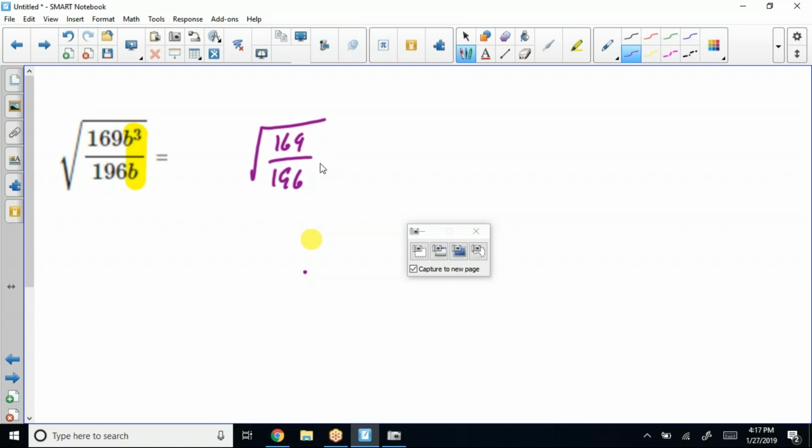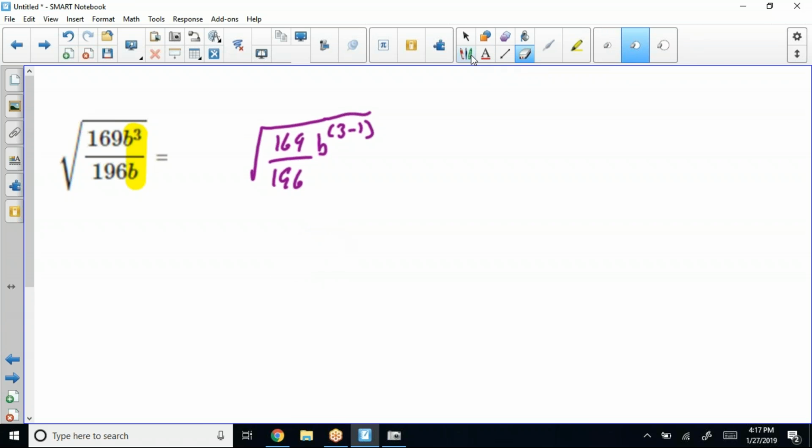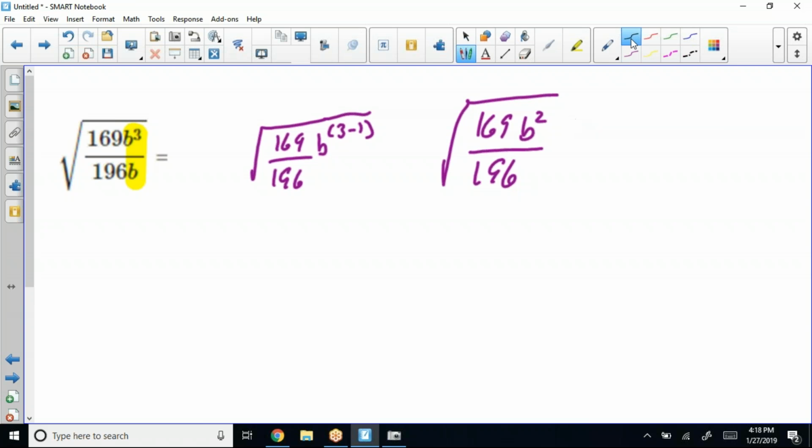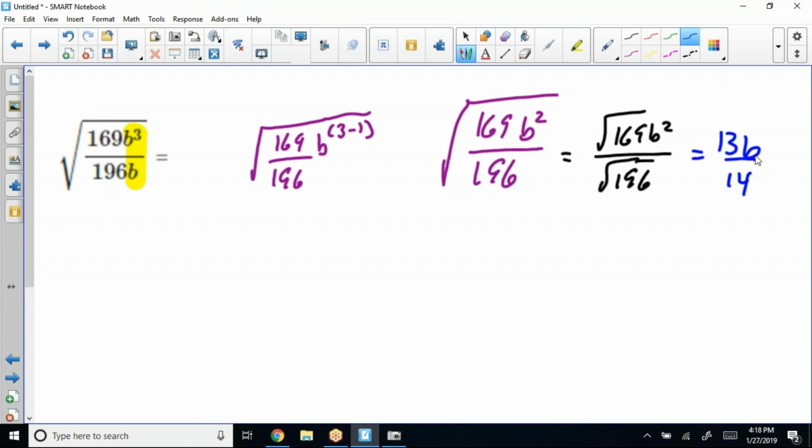So let's do this: 169 over 196, and that's b to the 3 minus 1. What I'm doing is the quotient property of exponents. That leaves me with 169b squared over 196, and that just gives me back perfect squares. So it gives me 14 here and 13 for the numbers. And of course, 2 will go into 2 one time. So that's going to be your final answer.